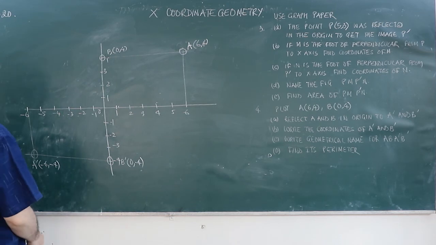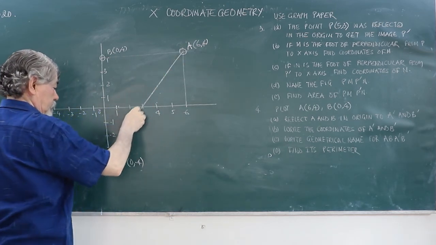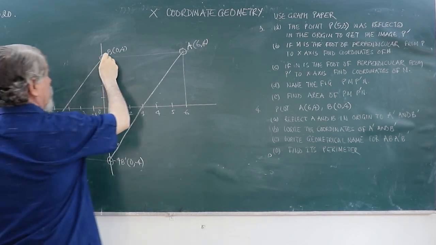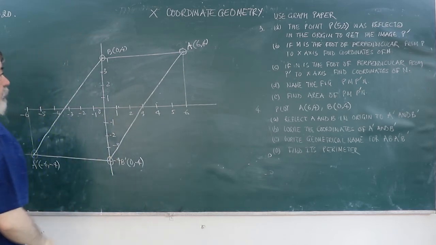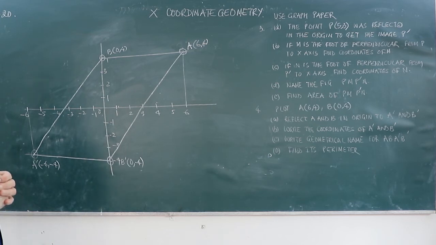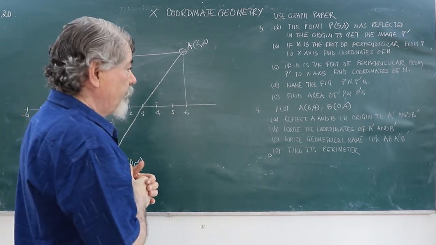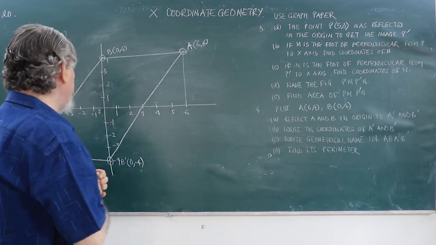Now let us make the figure. It's a kind of parallelogram. It is a parallelogram. And what we have to do is find its perimeter. You have to find its perimeter.